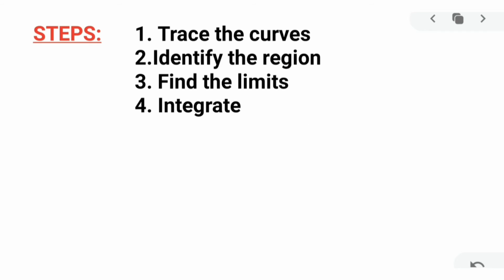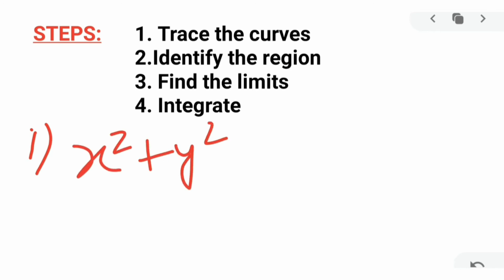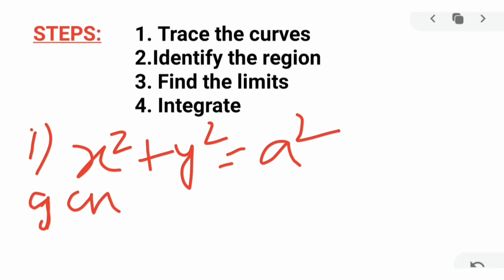So here, we start with the first step. That is, we will trace the curve. So here, for tracing the curve, the equation given is x square plus y square equals to a square. This is the equation of a circle. The general equation of a circle is, we know.